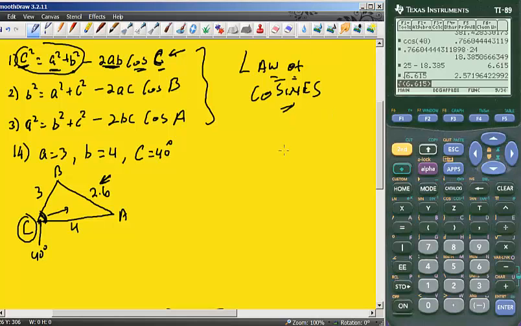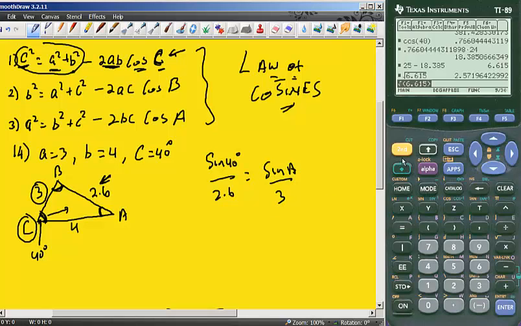So should we find angle A or angle B? We want to find angle A because that's the smaller side, and if for some reason angle B turns out to be more than 90 degrees, we don't end up making a mistake. So we're going to find angle A. Sine of 40 degrees is to 2.6 as sine of angle A is to 3. That's easy to find.